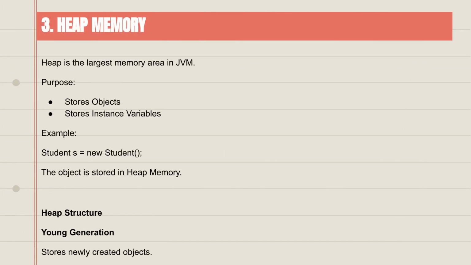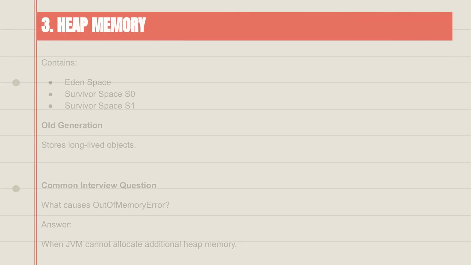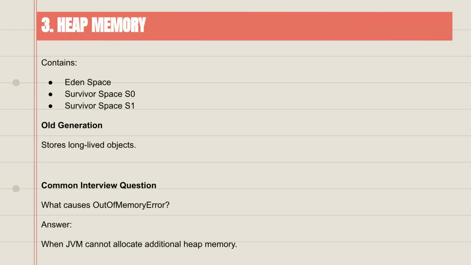Heap memory is the largest area in the JVM. It is used to store objects and instance variables. For example, when you instantiate a class, that object resides in the heap. The heap is structured into generations, starting with the young generation for new objects. The young generation includes Eden and survivor spaces, while the old generation stores long-lived objects.